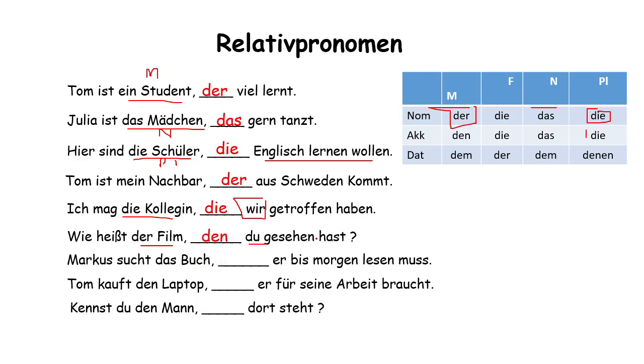Den du gesehen hast. What is the name of the film which you have seen? Marcus sucht das Buch. Marcus searched for the book. Neutral, and er is already there as nominative, so it is accusative: das er. Tom kauft den Laptop. Then the laptop: we don't take the case, we take the gender, masculine. Nominative is already there, so den. And here masculine, no nominative, so der.